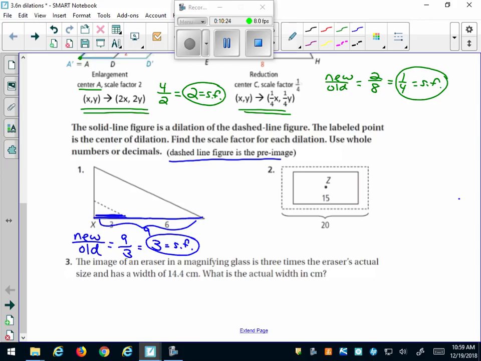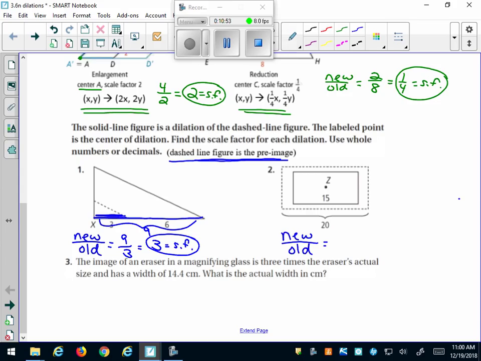Number 2. Again, the dashed is the pre-image. So it's starting dashed, ending solid. We're going to do new over old. When we look at dashed to solid, are we expecting this to be an enlargement or a reduction? Reduction. So we're expecting our scale factor to be some fraction or decimal between 0 and 1. So like a half or 2/3 or 3/4 or whatever, right?